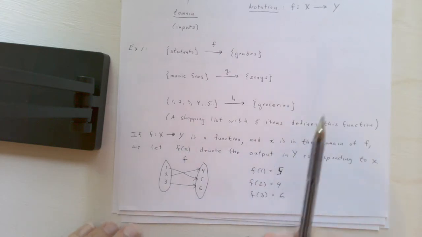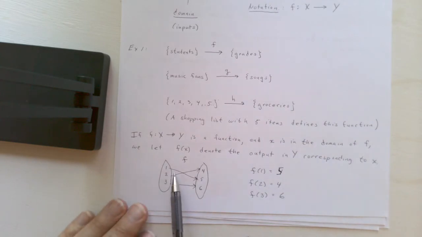So here's a function that sends 1 to 5, 2 to 4, and 3 to 6. So we would write f of 1 equals 5, f of 2 equals 4, f of 3 equals 6. We're not doing any multiplication. This is just notation. This f of 1 is one single entity, and we're saying this is the output. When the input is 1, the output is 5. That's all this says.